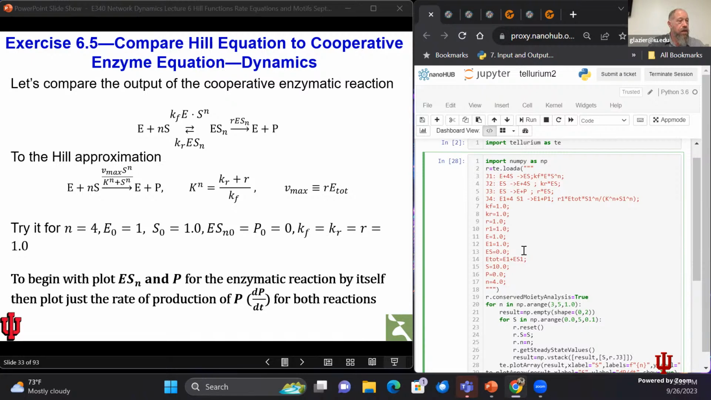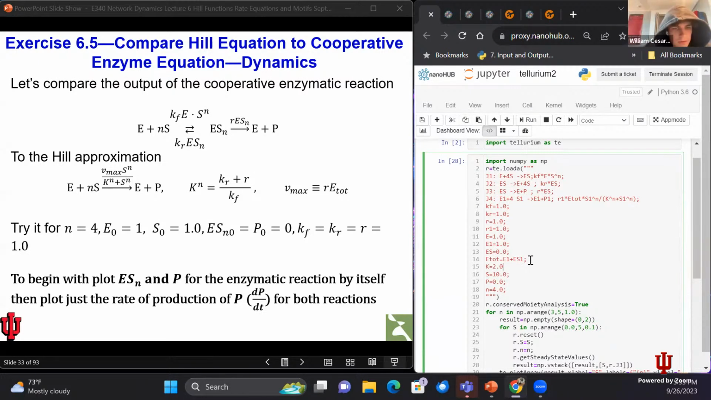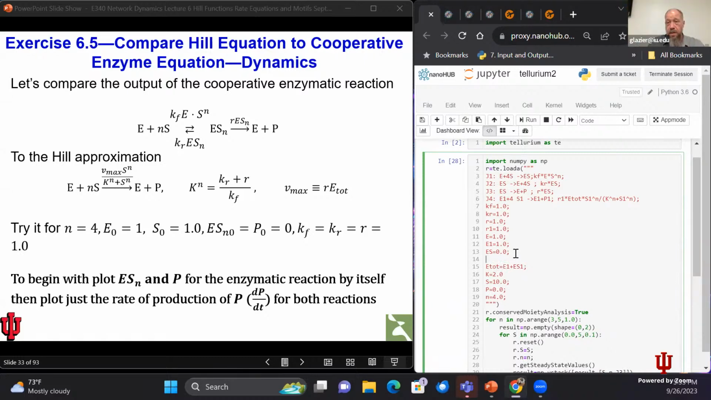Okay. And I need to give my value of K. And this says that capital K should be 2, which I don't think is right, but let's try what happens. Okay, it's 2. Well, E total is E plus ES, right? But there's no ES in the equation at all. That's right. There is no ES in this equation.